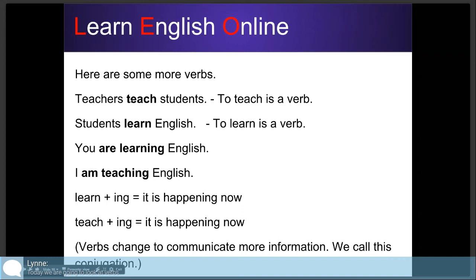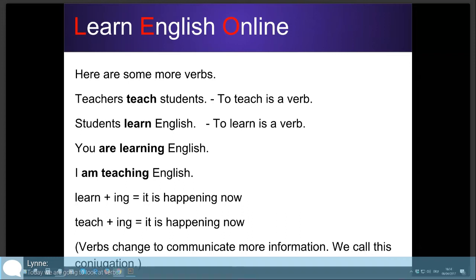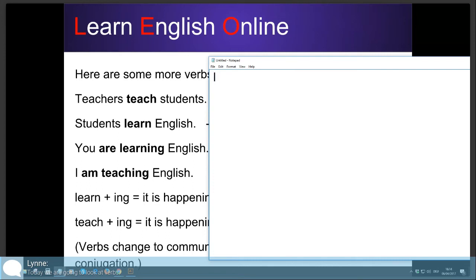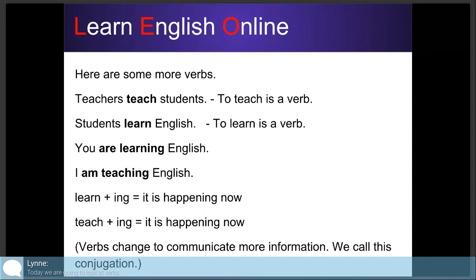I like to teach. Okay, sometimes these verbs change. Teachers teach. I like to teach. Students learn. Students like to learn, I hope. So, sometimes verbs go together. We'll look more at that in the future, but we'll keep it simple. We're taking it slowly for beginners, absolute beginners, remember? So, teachers teach students. To teach is a verb. Students learn English. To learn is a verb.